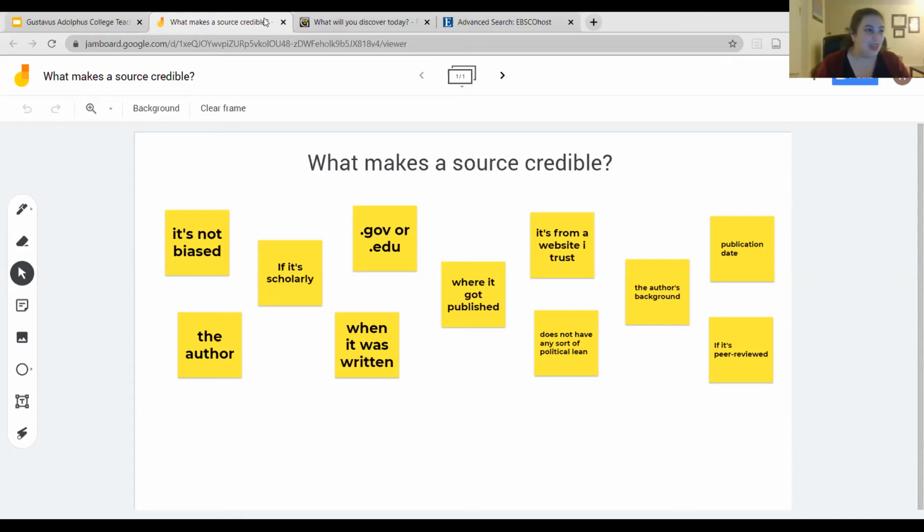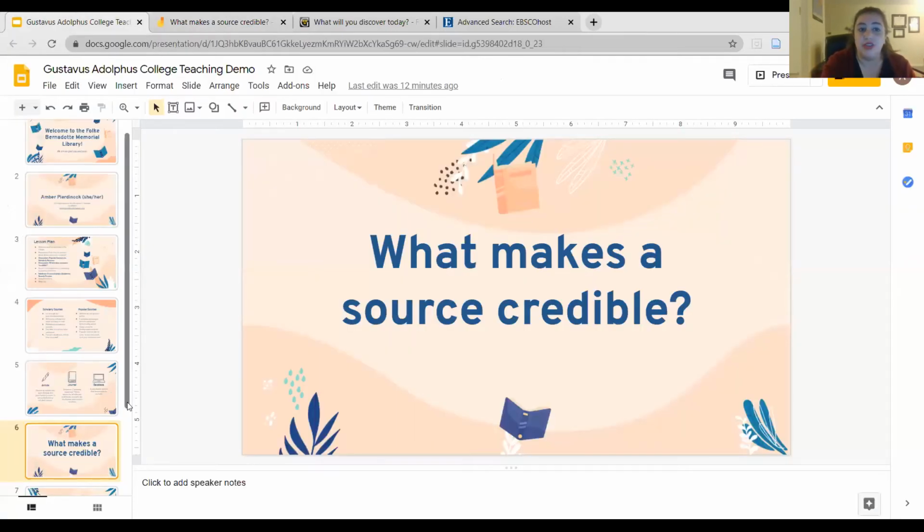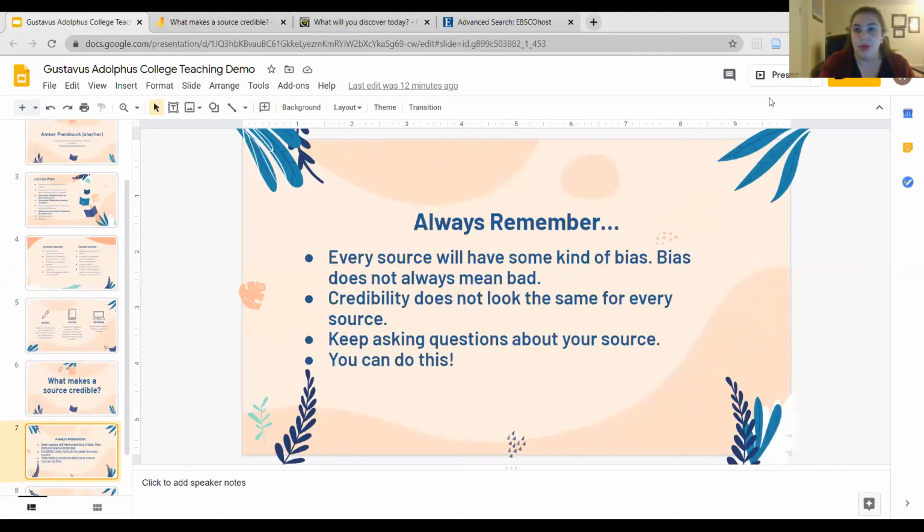Okay, so I promised you we were going to spend some time in databases later, and it's later. So are y'all ready to look at some databases? Great. So before we get started looking in databases, there are a few things that I just want you all to remember.